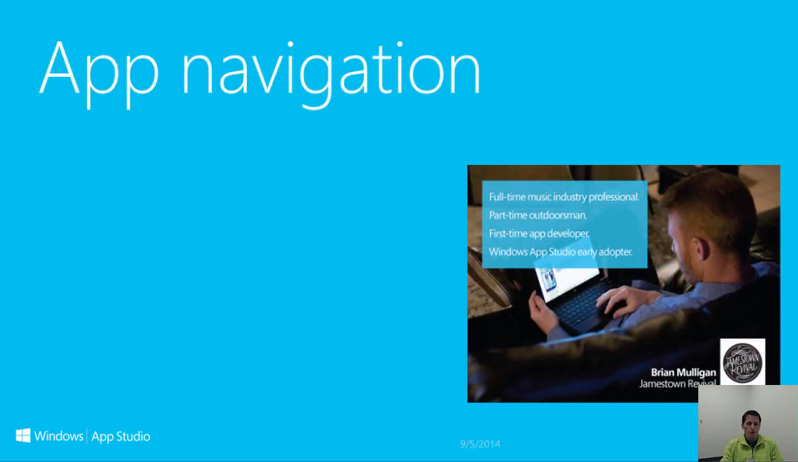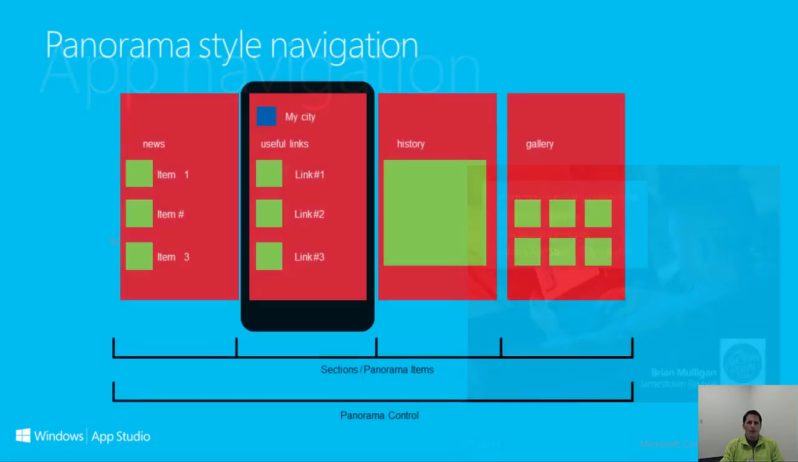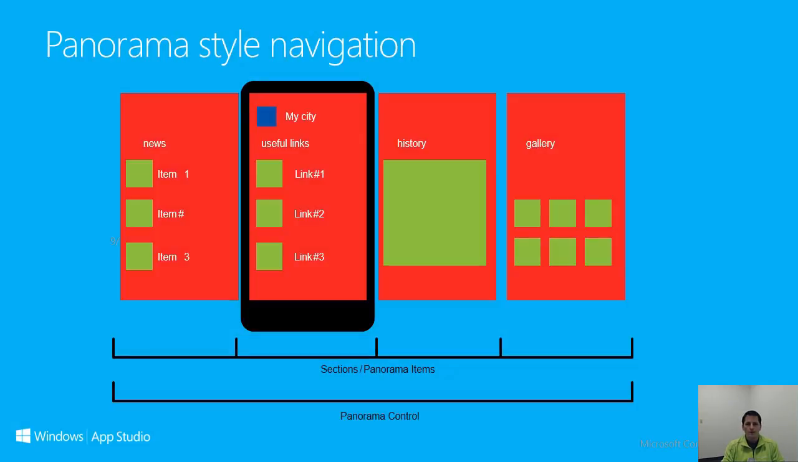In the last module, we took a brief look at app navigation. Let's revisit navigation in a little more depth. Apps built in App Studio will use panorama-style navigation. The part of a Windows Phone app that controls this panorama navigation is something called the panorama control or hub control. It is a list of sections controlled by the hub or panorama control. The hub control will display each section and allow you to move between the sections by swiping left or right.